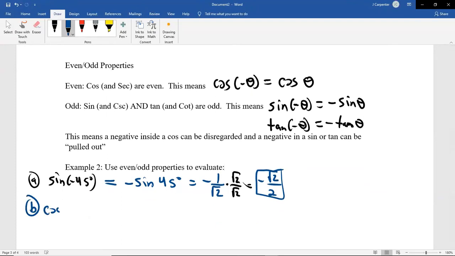All right, a couple more. B, the cosine of negative pi over 3. Well, cosine's even, so it means the negative inside can be just completely disregarded. So it's the same as the cosine of pi over 3. So I don't have to switch to 5 pi over 3 and then find its reference angle and so on. The negative just doesn't matter.